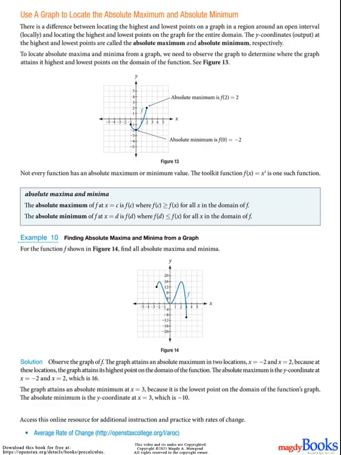The graph attains an absolute minimum at x equals 3, because it is the lowest point on the domain of the function's graph. The absolute minimum is the y-coordinate at x equals 3, which is negative 10.